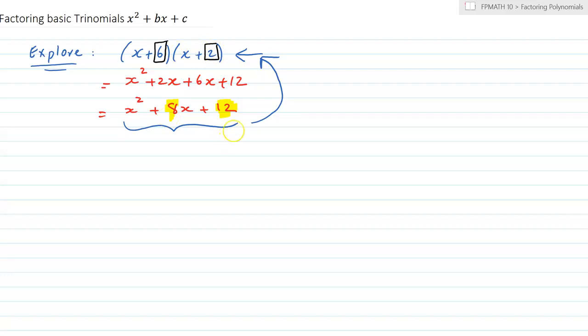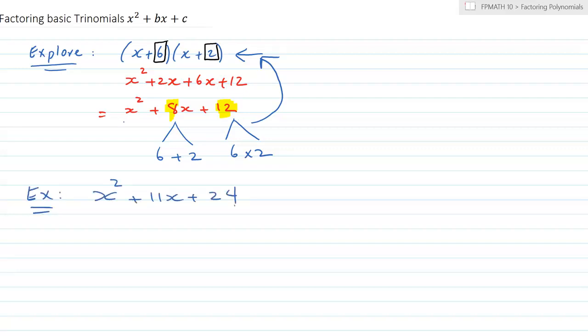Well, this 8 is when you have 6 plus 2, those single numbers in the brackets that you can see. When you add them, you get 8. How about the 12? What happened to the 6 and 2? That was 6 times 2. You got that. Well, that's the pattern that you're going to use every time to factor a polynomial that is factorable.